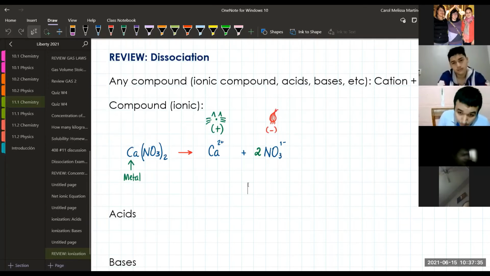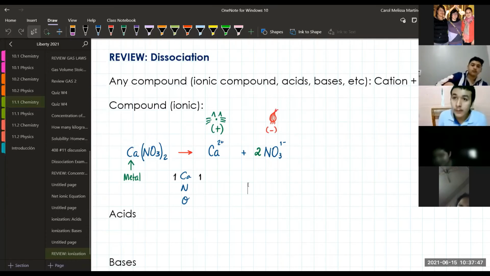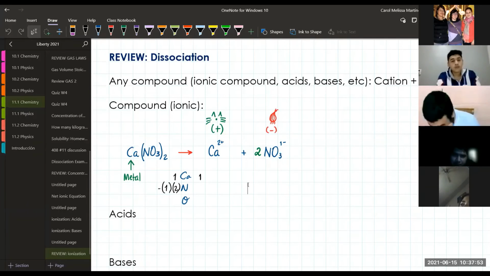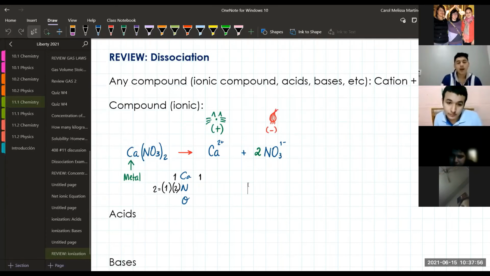And then if you compare calcium, nitrogen, and oxygen, you're going to have the same amount in both sides. 1 calcium in the right, 1 in the left, 1 inside the parentheses times 2 nitrogens, which make 2 nitrogens in the right, in the left, and also 2 times 1 in the right. And oxygen is going to be 3 inside the parentheses times 2 that is out. That makes 6 oxygen. And in the right side, also you have 2 times 3, that makes 6 oxygen. So this is the dissociation of any ionic compound.